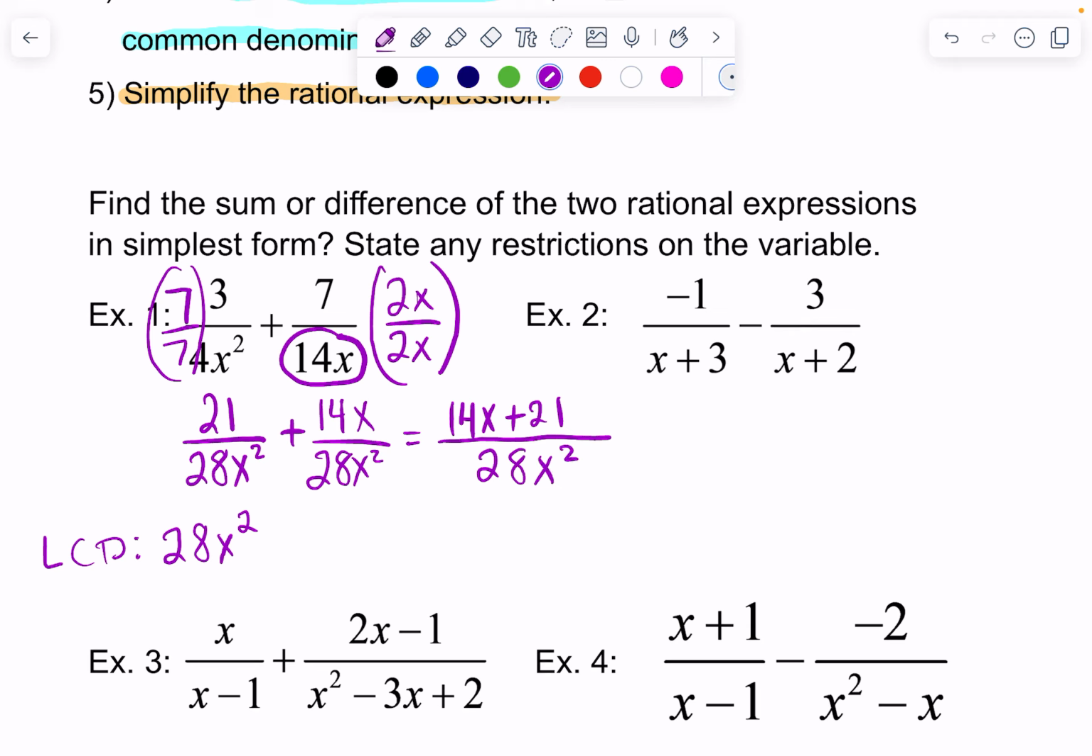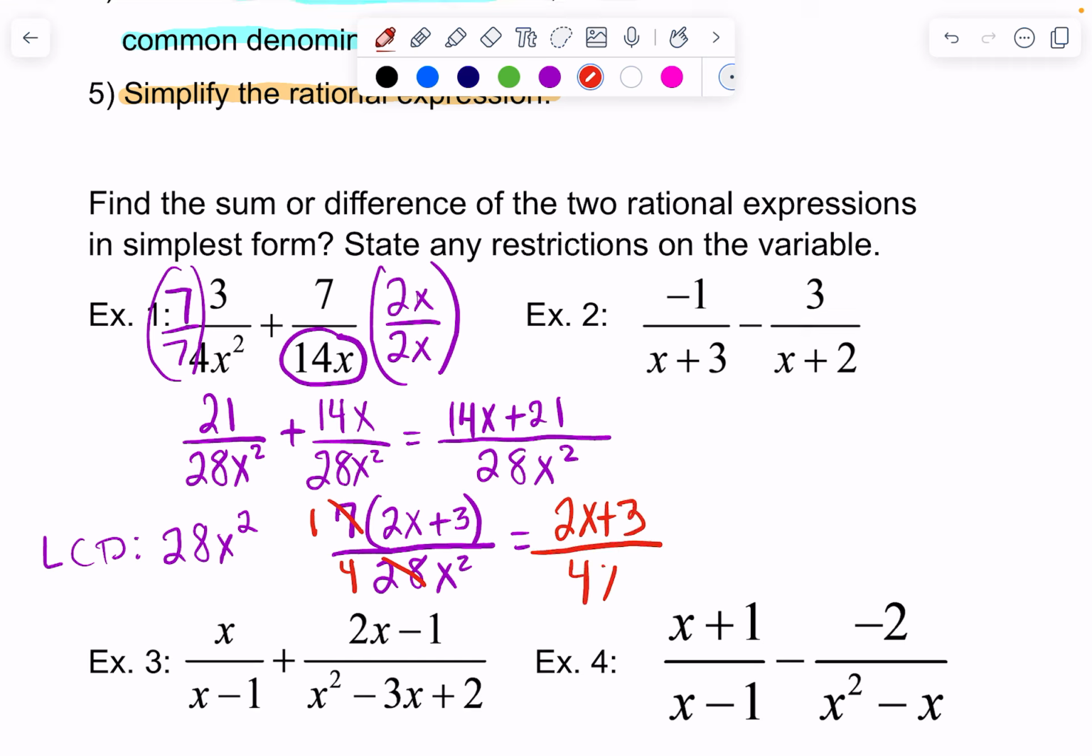And now I'm going to simplify. So I'm going to factor out a 7 from the numerator, leaving me with 2x plus 3 over 28x squared. And then last but not least, simplify. So I can take a 7 away from here, leaving me with 1, and a 7 from the 28, leaving me with 4. So my final answer will be 2x plus 3 over 4x squared. Let's go. And that's how you do it.